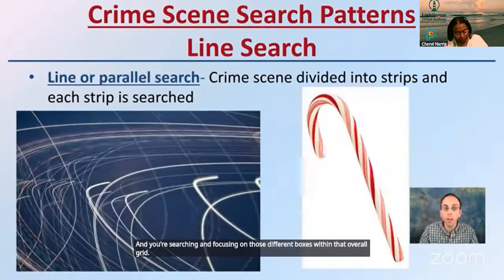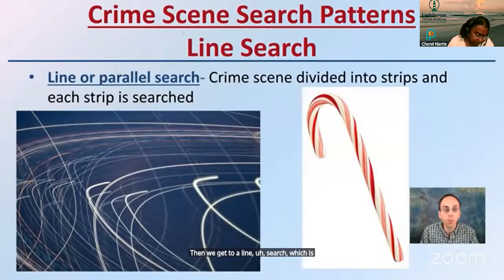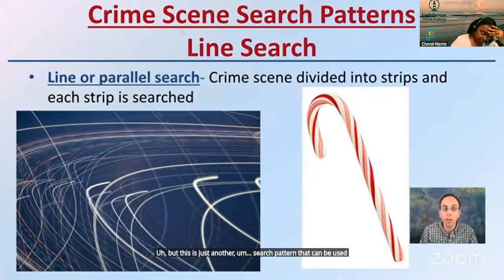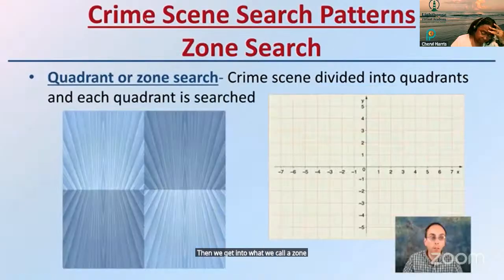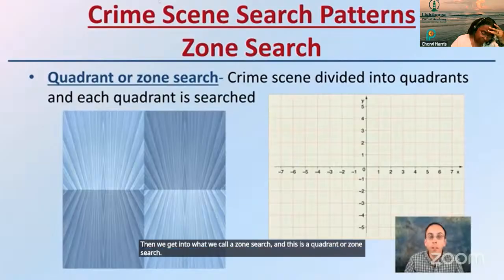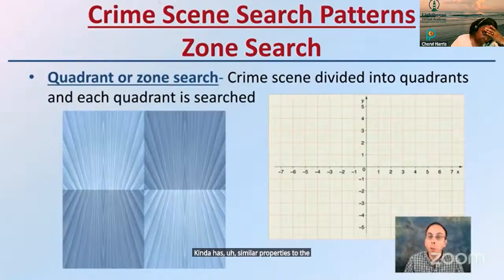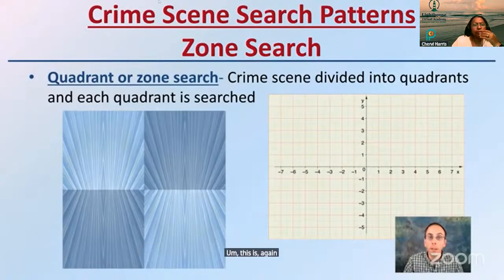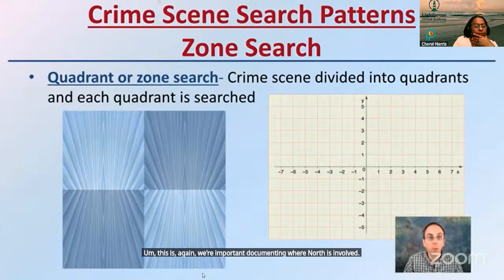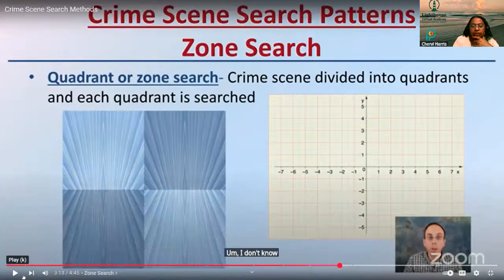Then we get to a line search, where the crime scene is divided into strips, and each strip is searched. Again, this could be based on limiting factors, but this is just another search pattern that can be used, the line or parallel search. Then we get into what we call a zone search, a quadrant or zone search. It has similar properties to the grid method, but in this case, the scene is divided into quadrants, and each quadrant is searched, so it's a little bit broader based. Again, it is important to document where north is, to know where the zones are. For those who are writing.